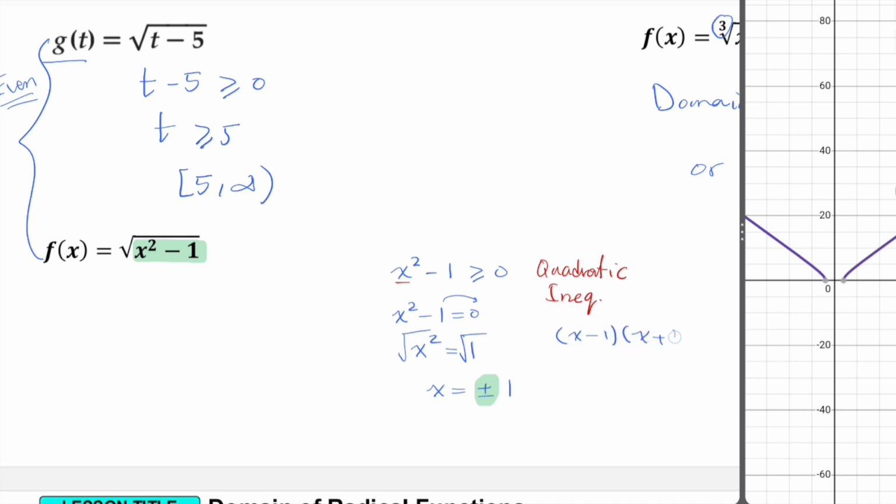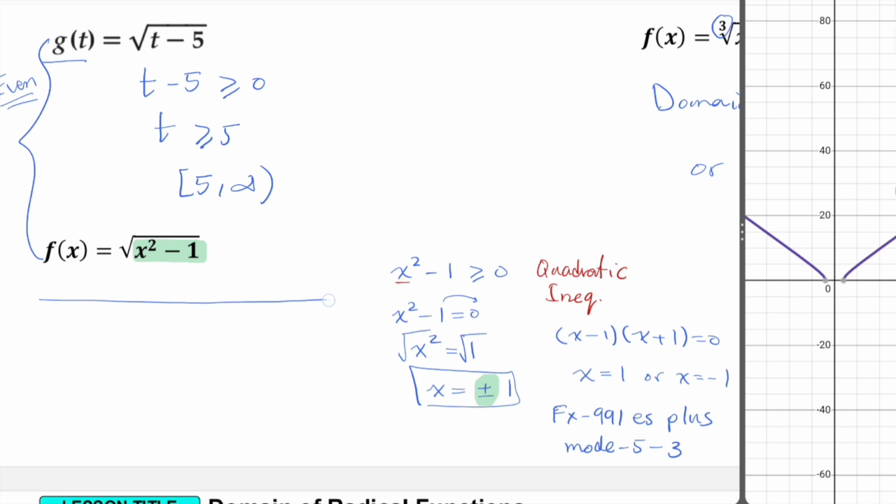x minus 1 times x plus 1 equals 0, it will give me the same answer, x equals 1 or x equals negative 1. Or you can use your calculator, Casio model FX-991ES Plus, and use mode 5.3. We're going to use mode 5.3 in future lessons and teach you how to use it. For the meantime, I have these zeros, positive and negative 1.